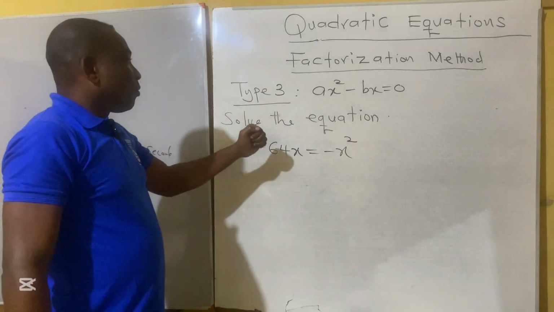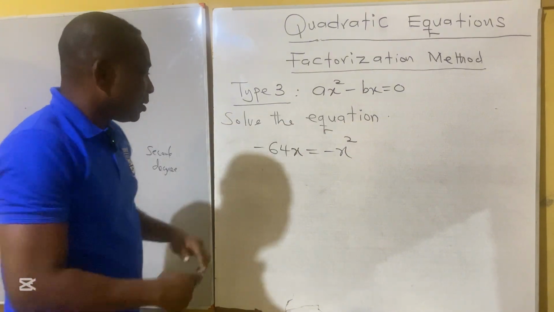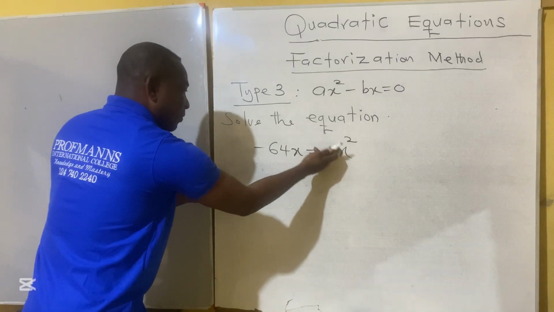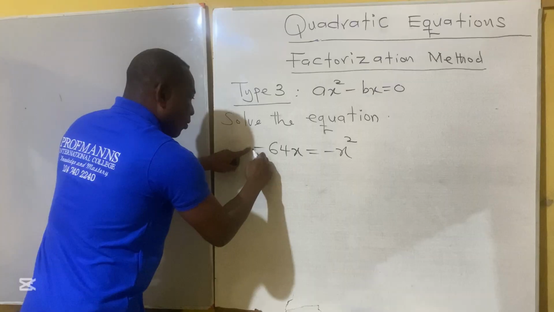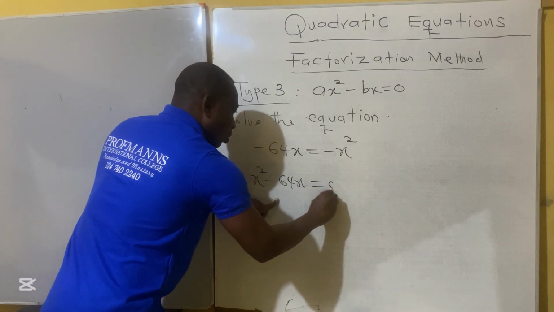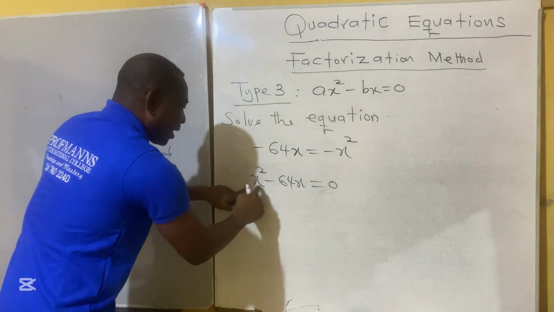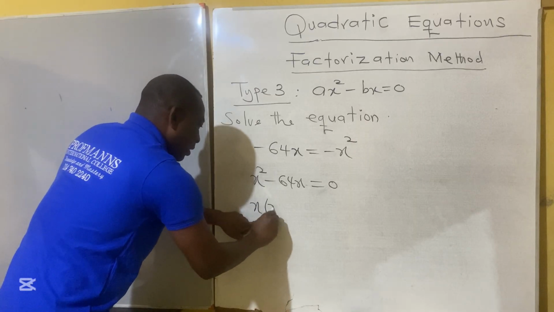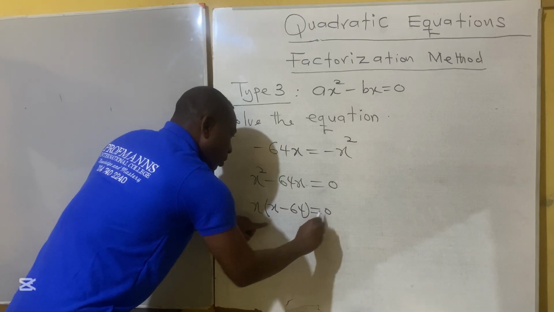Type 3 of quadratic equation is of this form. So let's solve this equation. We are to equate this to 0. We are bringing this here. It becomes x squared, and then we already have minus 64x here is equal to 0. Now, what do we do? There's a factor x here, so let us factorize. We factorize x, and this gives us x minus 64 is equal to 0.